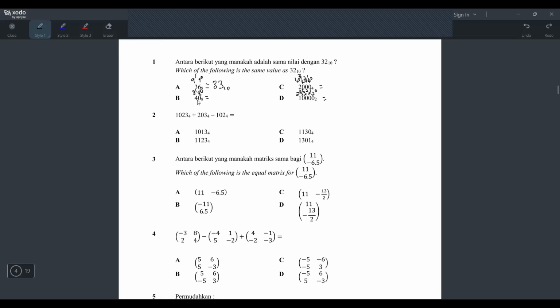Now I press 8 power 1 times 4, which is 8 times 4, so 32. Plus 8 power 0, which is 1, and 1 times 0 is 0. So 8 times 4 is 32 base 10. So we know the answer is B, right?